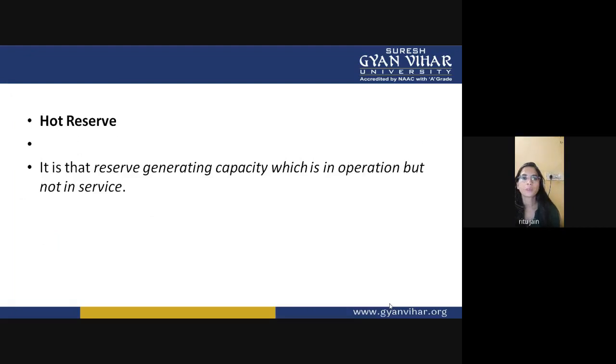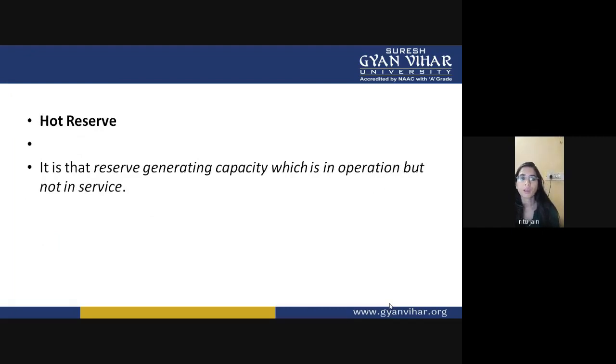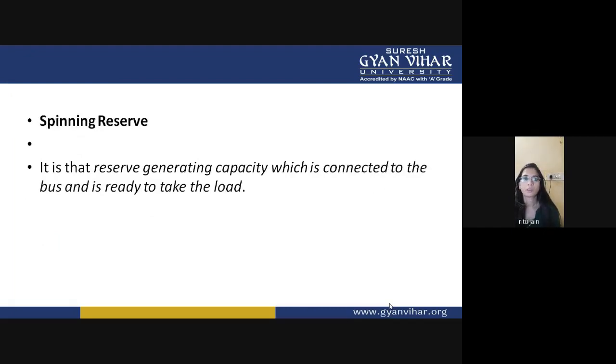Hot reserve is reserve generating capacity which is in operation but not in service. It is continuously in operation, but you can't use it for the load right now. So it is not in service and it is in operation. This is your hot reserve and cold reserve. Now let's start with the spinning reserve. What is a spinning reserve? It is reserve generating capacity which is connected to the bus and is ready to take the load.